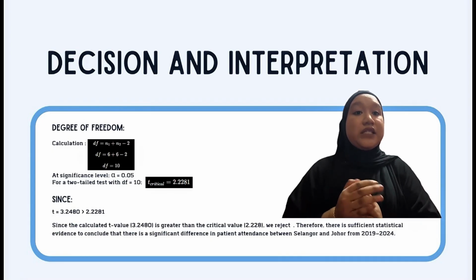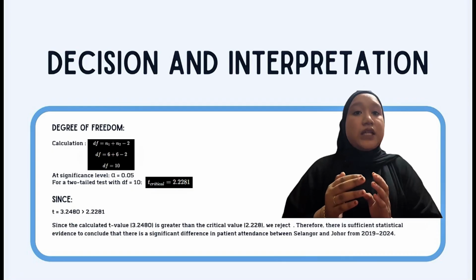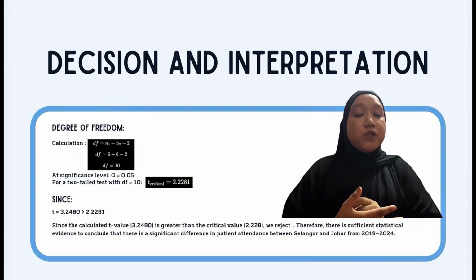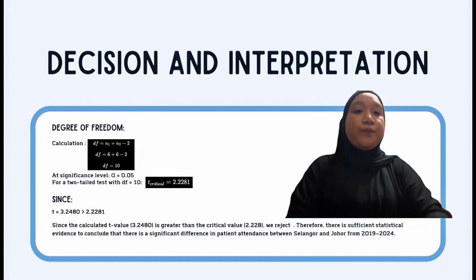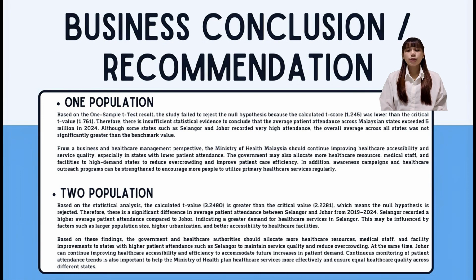This means there is sufficient statistical evidence to conclude a significant difference in patient attendance between Selangor and Johor from 2019 to 2024. Lastly, we move to the business conclusion and recommendation.